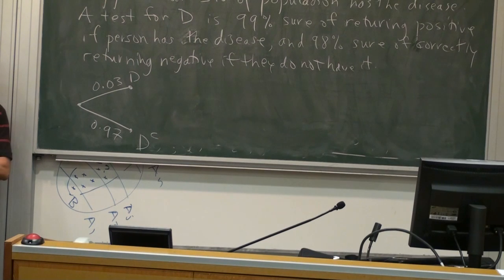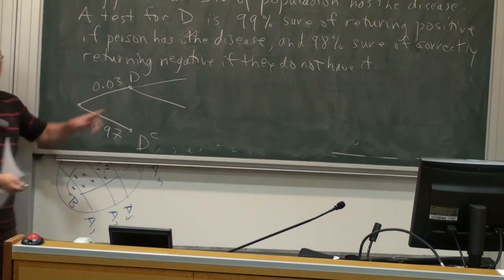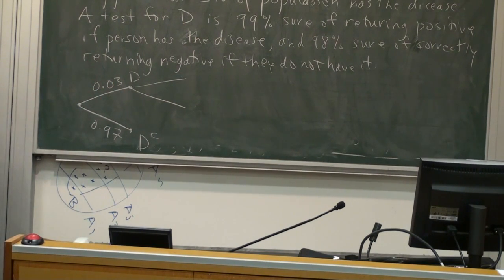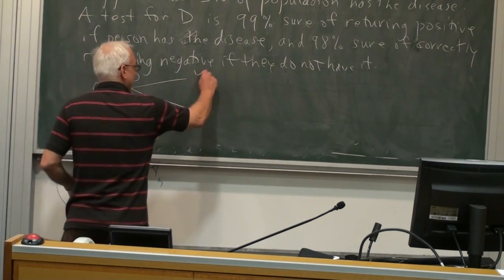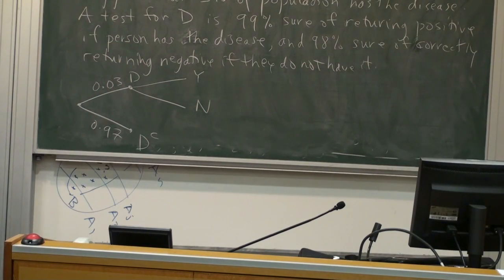All right, we take this random person, perhaps it's you, and we're going to apply the test to see whether you have the disease. So you take the test, you get your needle. What's likely to happen? Well, if you had the disease, we're not saying you do, but let's say you did, you're either going to get a positive or a negative. Let's say yes or no. Yes means yes, you have the disease.